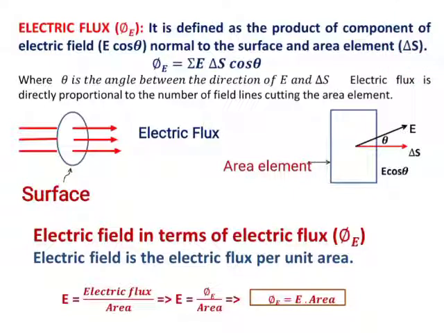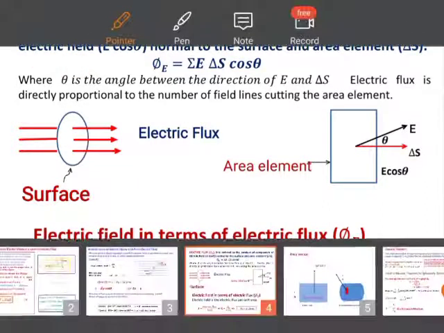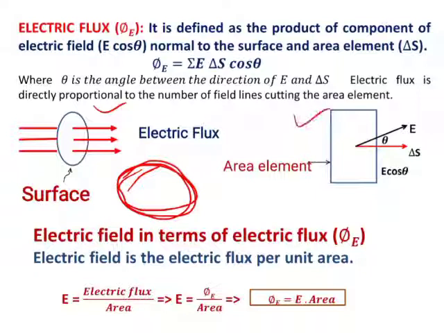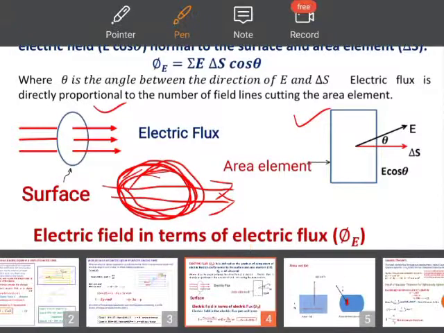Now what is the meaning of this? Suppose a number of electric field lines are passing through a closed surface area. The area must be closed. That is very, very important. Whatever area we consider, it must be a closed one. Suppose we consider a sphere, a rectangular shape, a triangle, a square or an irregular lamina, but it must be closed. If a number of electric field lines are passing through that surface area, then that is called electric flux.